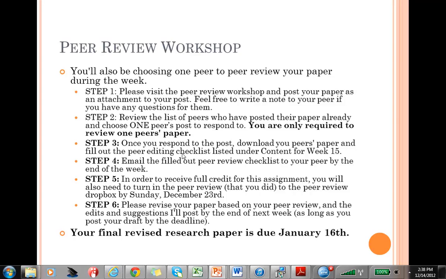Step 3. Once you've responded to the post, download your peer's paper and fill out the peer editing checklist listed under content for week 15. Step 4. Email the filled out peer review checklist to your peer by the end of the week. You can contact your classmates under course content. It says class list. Click on that. You can click on your classmates and email them directly. This all needs to be done before December 23rd on Sunday.